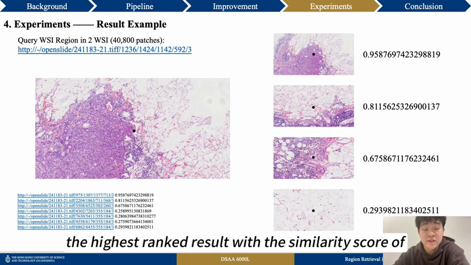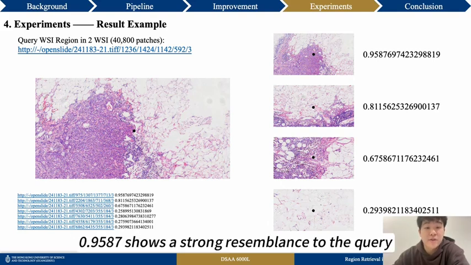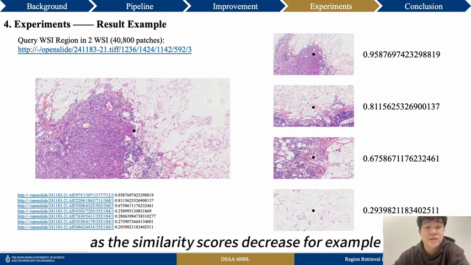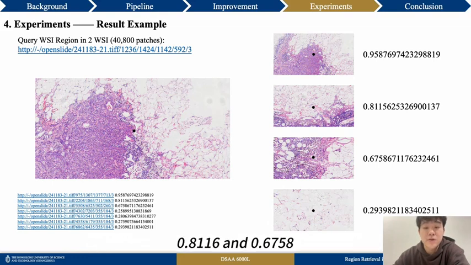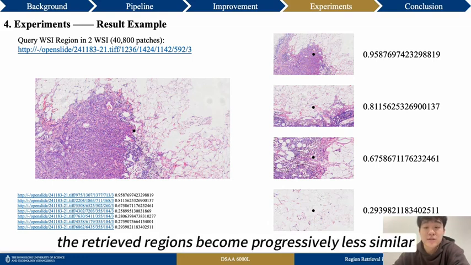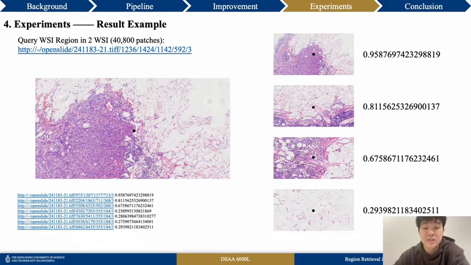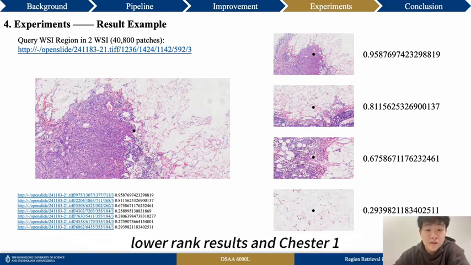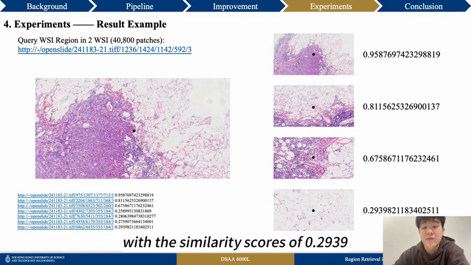The highest-ranked result with a similarity score of 0.9587 shows a strong resemblance to the query. As the similarity scores decrease, for example 0.8116 and 0.6758, the retrieved regions become progressively less similar, which aligns with their ranking. The lower-ranked results, such as the one with a similarity score of 0.2939, show significantly reduced relevance.